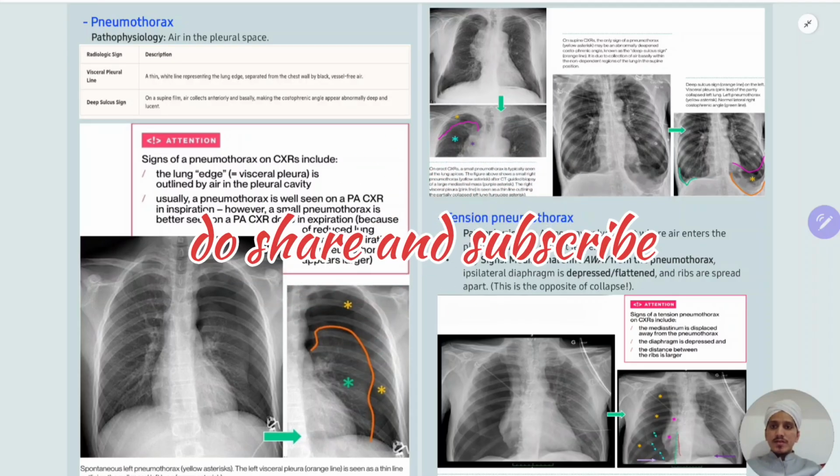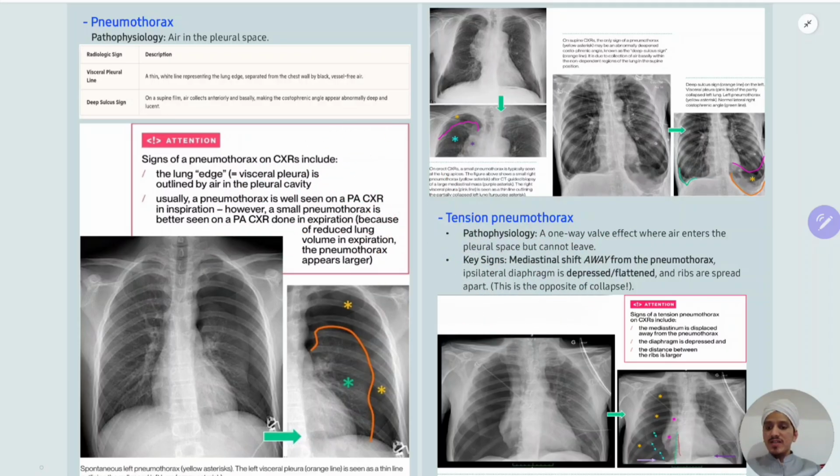We have discussed pleural effusion in the previous video, so we'll continue with the further pleural pathologies. Let's begin with the name of Almighty. As you can see, we'll discuss pneumothorax. What is pneumothorax? It is nothing but air in the pleural space.